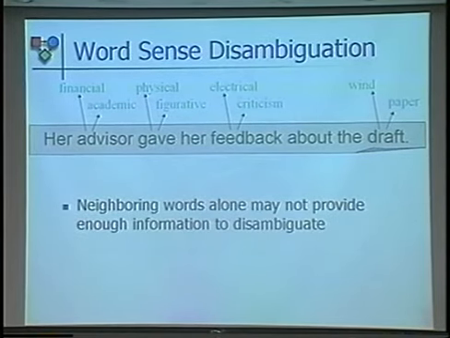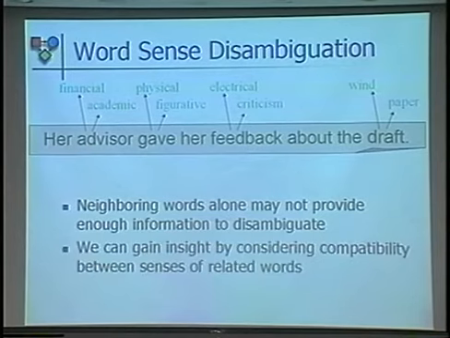Now, neighboring words are what one typically uses to try and do disambiguation. So you look at the neighboring words and you try and figure out, based on those, what is the most likely label for each word. And that works surprisingly well, but it might not be enough. Sometimes you might consider, and this is a hypothetical, that maybe you can gain more insight by considering compatibility between senses of related words.